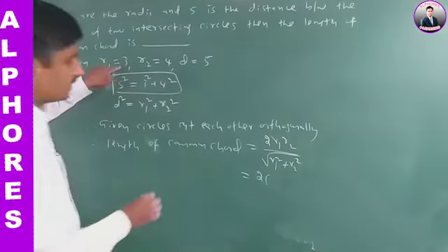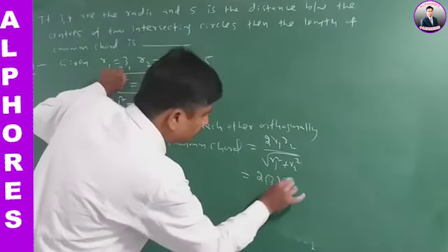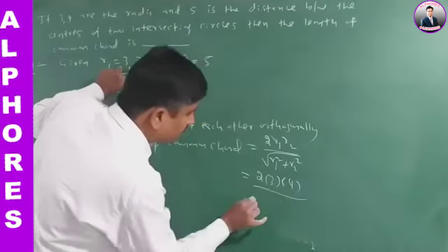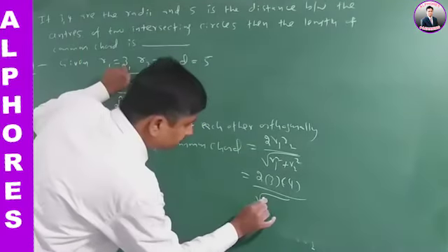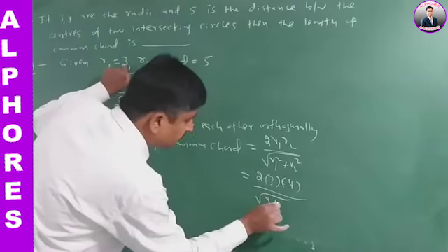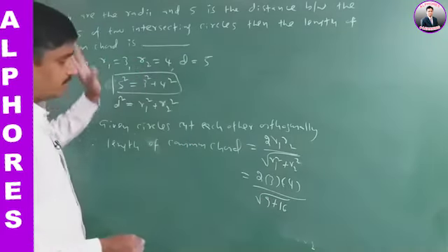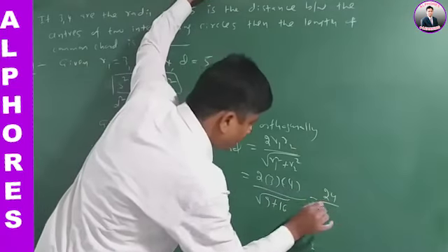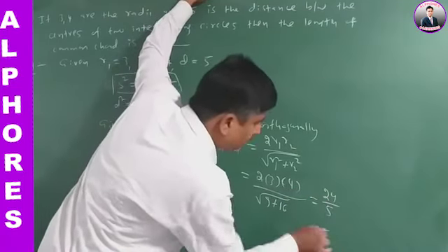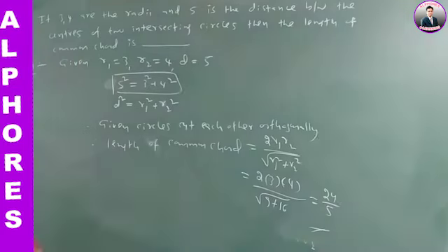Here R1 R2 is 3 into 4, by under root of 3 square, which is 9, plus 16, R2 square. Now finally it is 24 by 5. Here the length of the common chord of the two circles is 24 by 5.